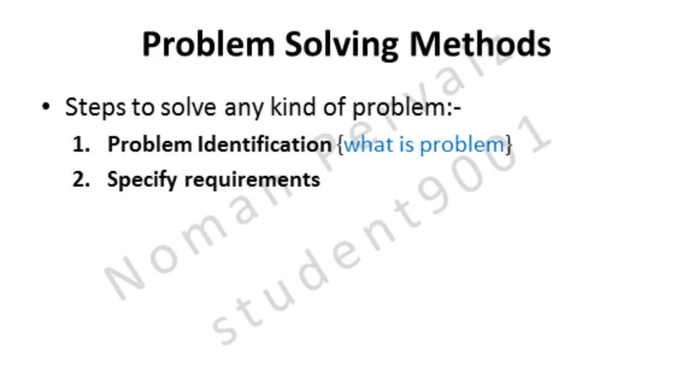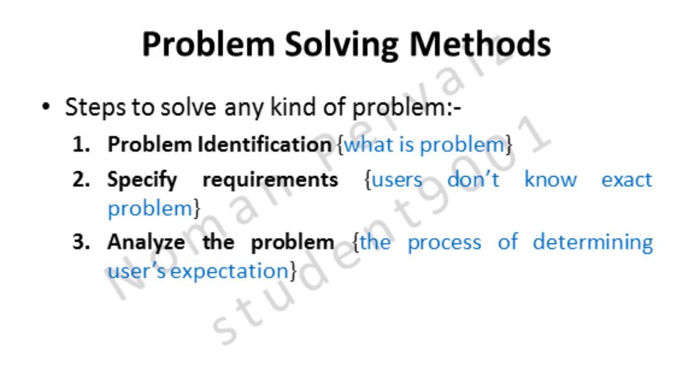The second step is specify requirements. It means users don't know the exact problem. We need to find the requirements of the users. The third step is analyze the problem. This is the process of determining users' expectations.